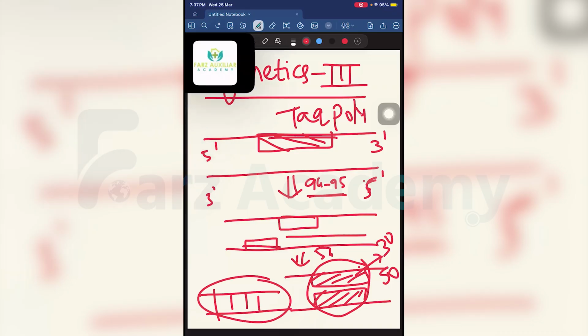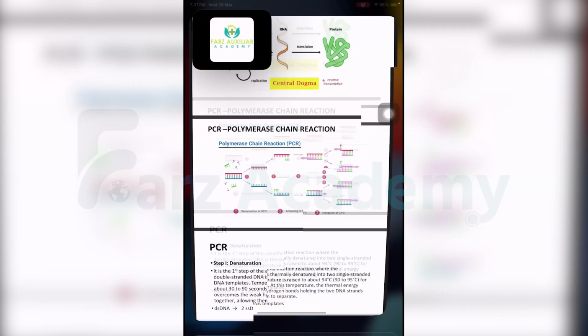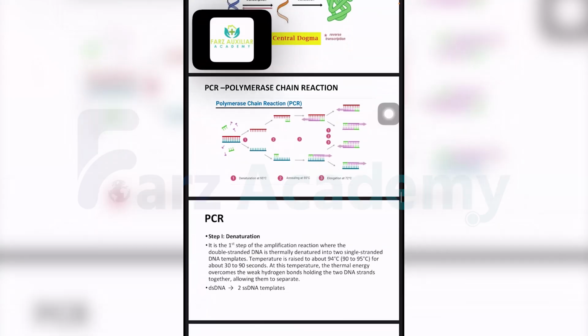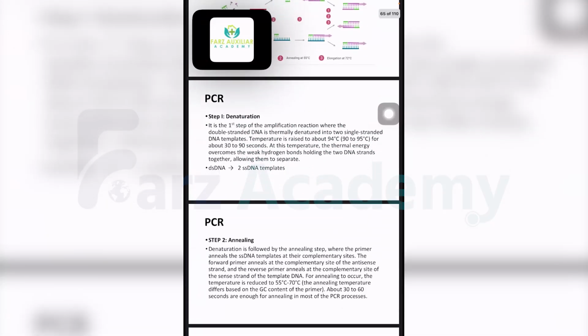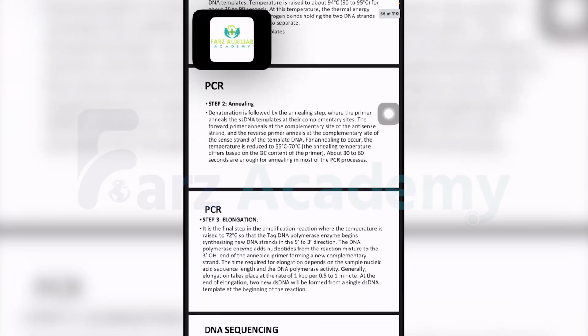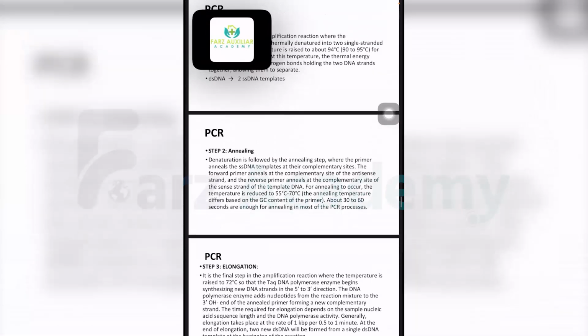For this, you require heat resistant DNA polymerase enzyme. So you see the steps: denaturation, annealing, and elongation. Correct? The first step is denaturation, where the double stranded DNA is thermally broken down into two single stranded DNA templates. After that is the annealing, where the primer comes and anneals or sticks at the complementary site of the strand. And then I get the elongation process where the Taq DNA polymerase starts synthesizing, or adds new complementary nucleotides. These are the steps of PCR.